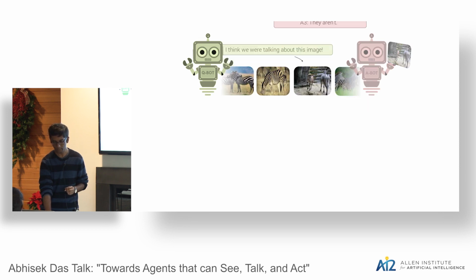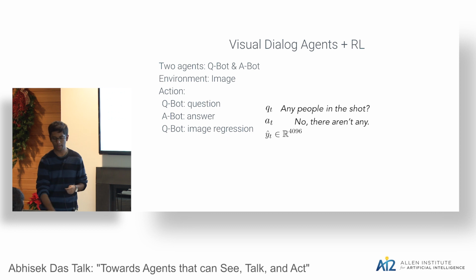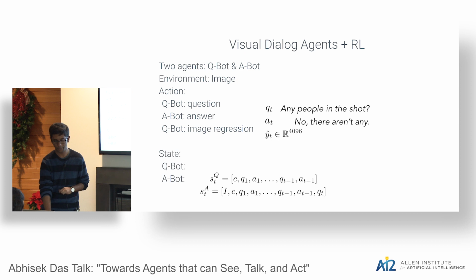So more concretely, there are two agents, QBot and ABot. The environment is the image. And at every time step, QBot predicts a question, ABot predicts an answer, and QBot additionally makes a prediction of what it thinks the image feature vector is. The state for QBot and ABot consists of the entire dialog history up till that point, and ABot additionally has access to the image in its state.